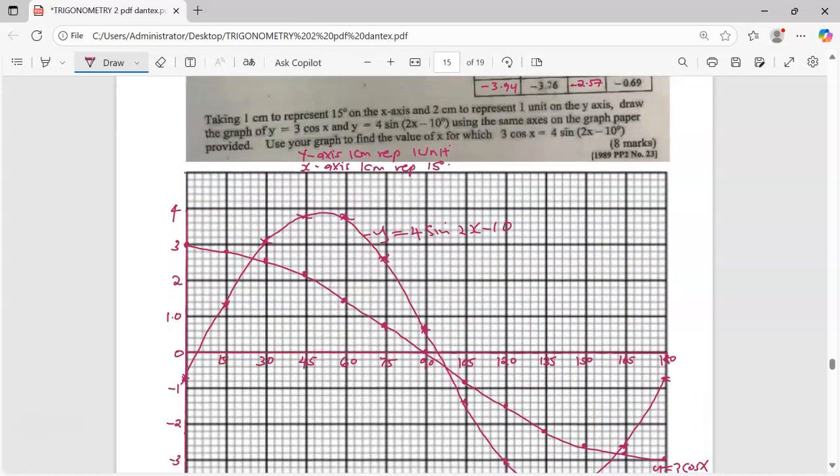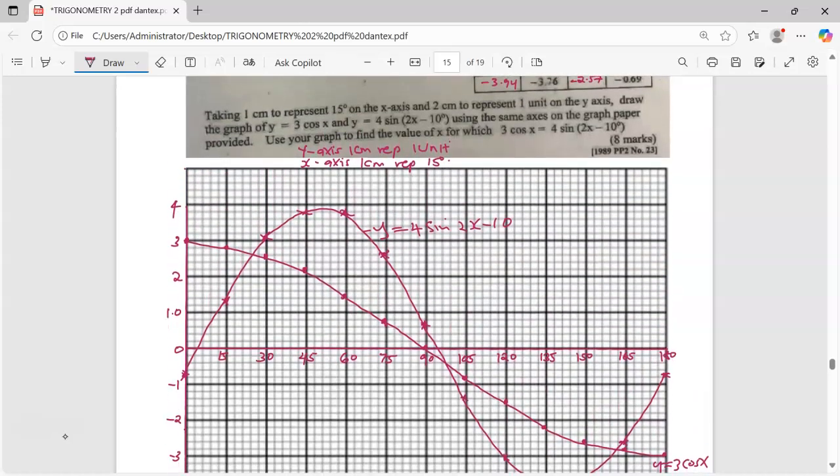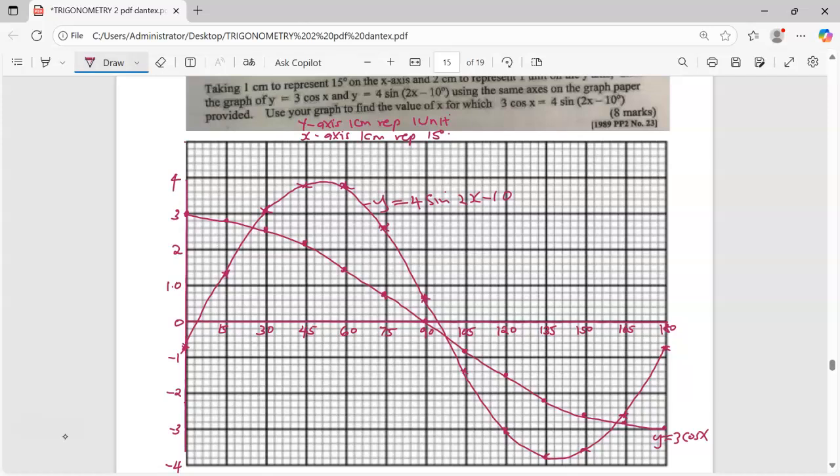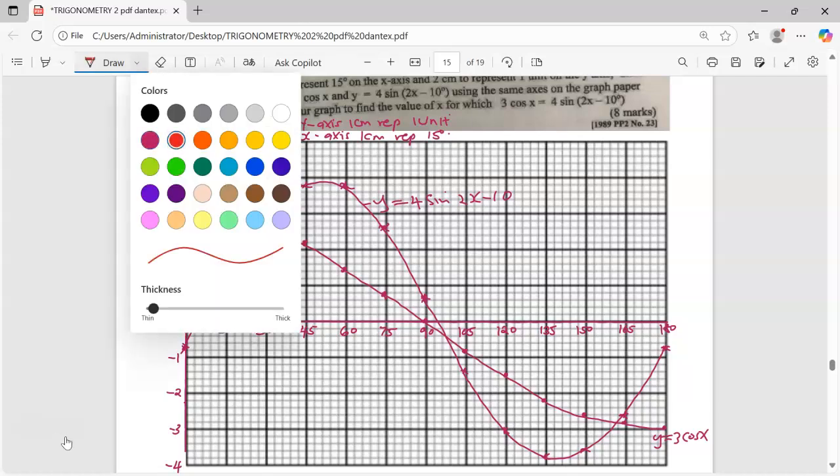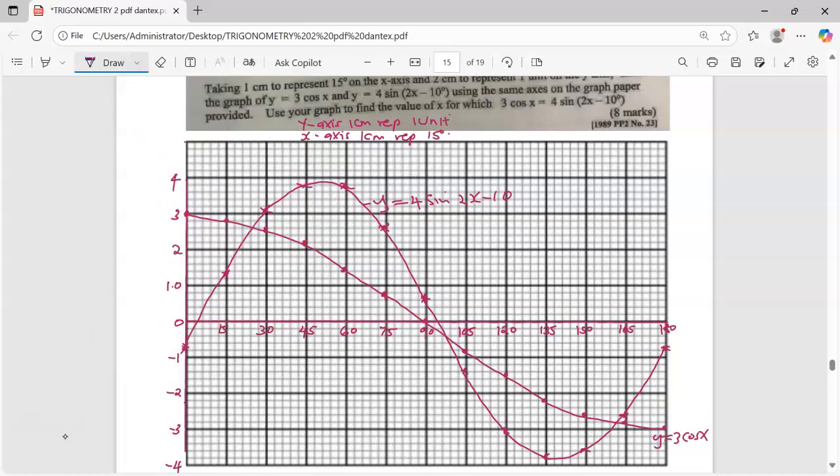From there now we can answer the questions. Use your graph to find the values of x for which 3 cos x is equal to 4 sin 2x minus 10. The two curves are equal at their points of intersection. Therefore, we come to the point of intersection here. This is another point of intersection. And again, this one here. Then we draw a line towards the x-axis for us to be able to pick those values.